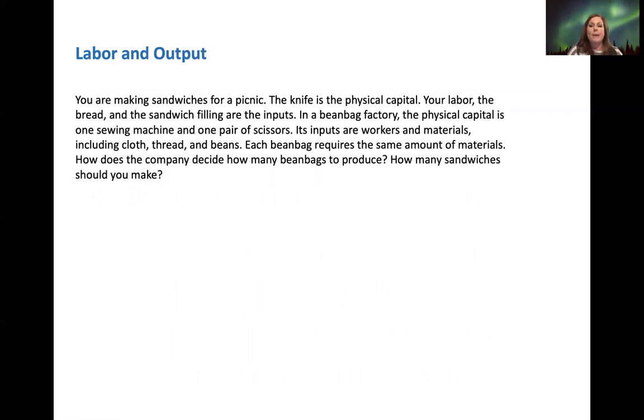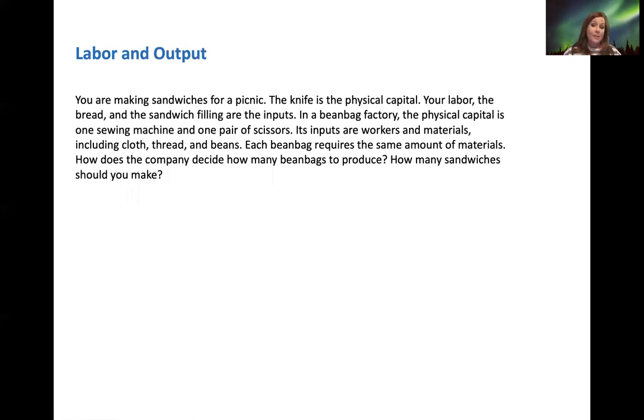So let's talk about making sandwiches for a picnic. The knife you would use is going to be physical capital. We only need to buy it once. We can wash it, we can reuse it. It's physical capital because it's man-made, it's not natural. The labor, the bread, and the sandwich, those are all inputs we put into making this.